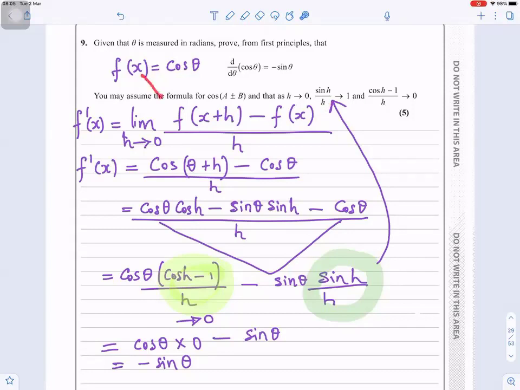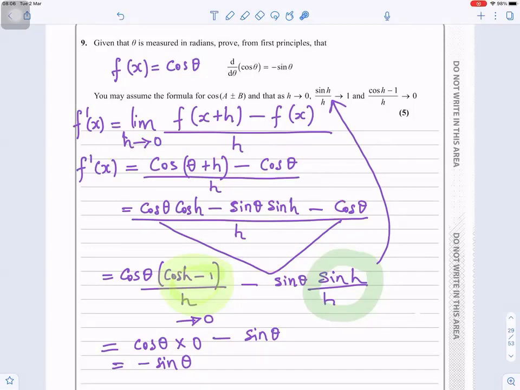So f of x is cos theta. So we'll have cos of theta plus h, minus f of x, which is cos theta, divided by h. But for cos of theta plus h, you would use the addition formula to expand it. It will be cos theta cos h minus sine theta sine h. So we've expanded this to this. That's very important. And then the cos theta stays the same.